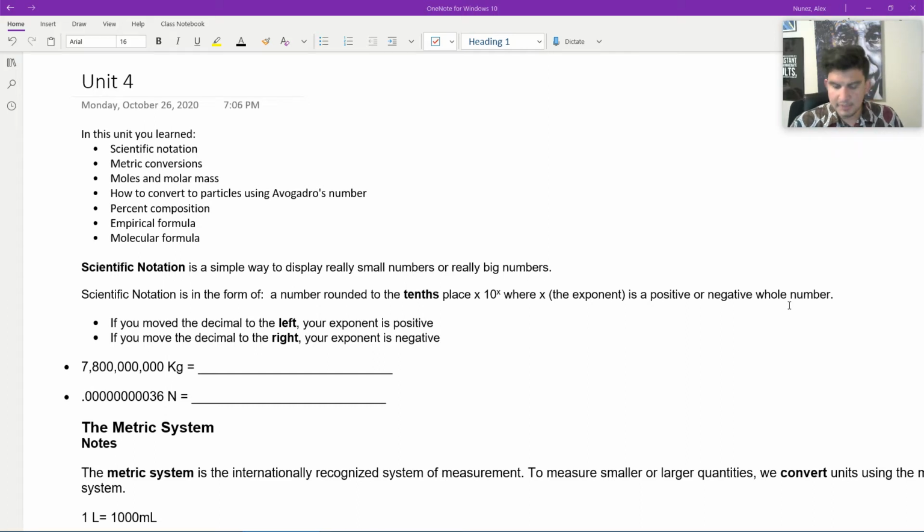Hey, chemistry, let's talk about Unit 4. Unit 4 was quite a doozy, so buckle up.